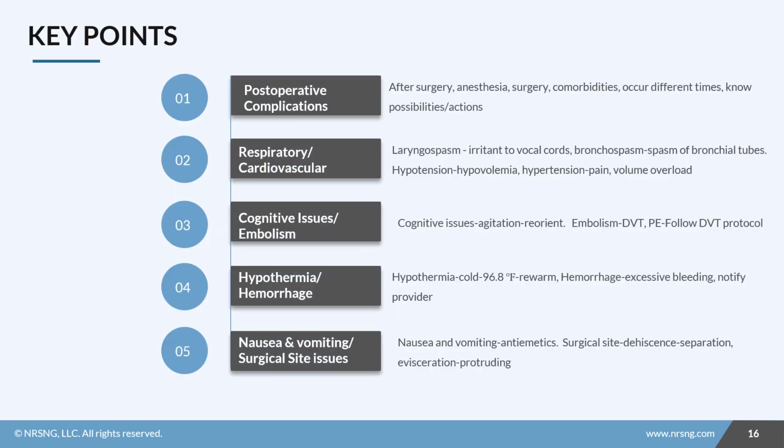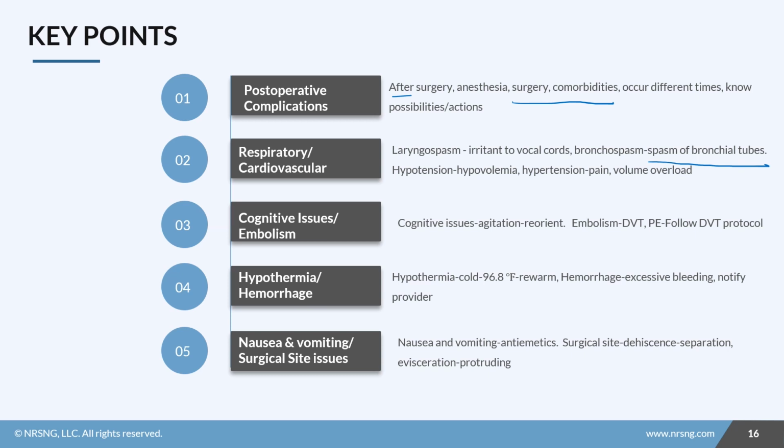Okay, let's look at some key points. Postoperative complications occur after surgery. They can be due to anesthesia, the surgery, or other comorbidities. They can be at different times, but we should know the possibilities and the actions to prevent and treat. Respiratory complications can be laryngospasms, which occurs with an irritant to the vocal cord, and bronchospasms, which occur when the bronchioles are spasming.